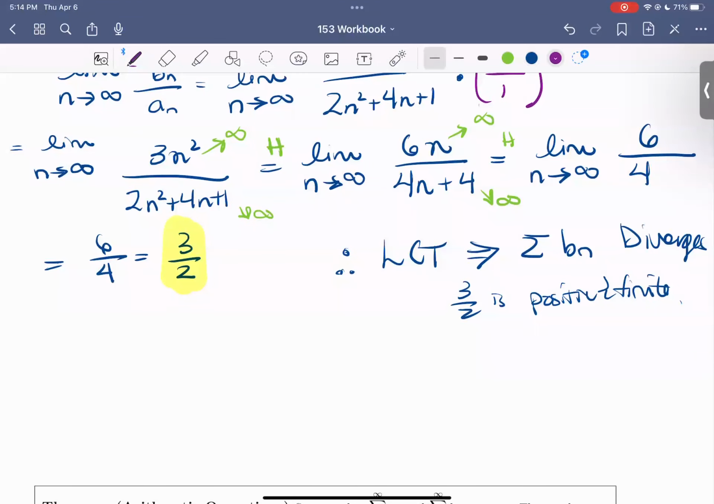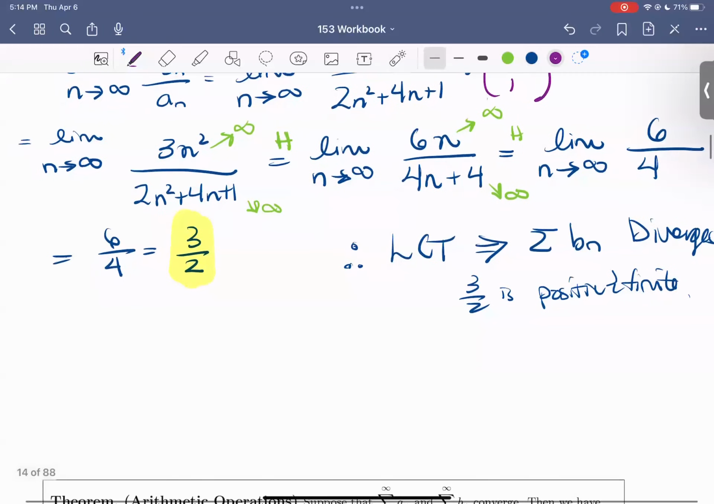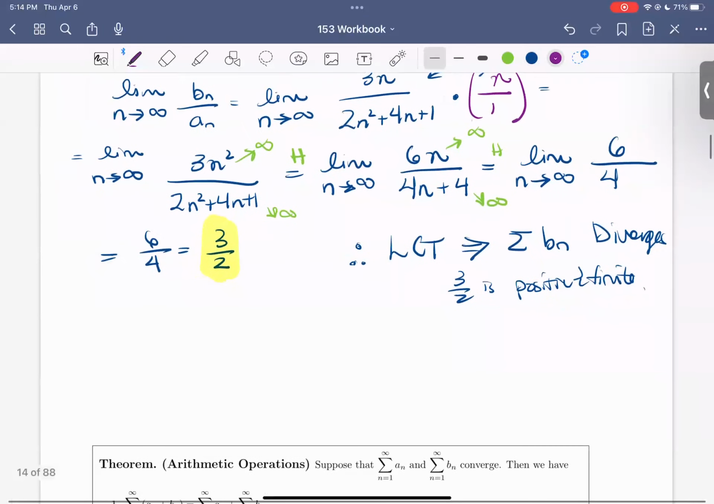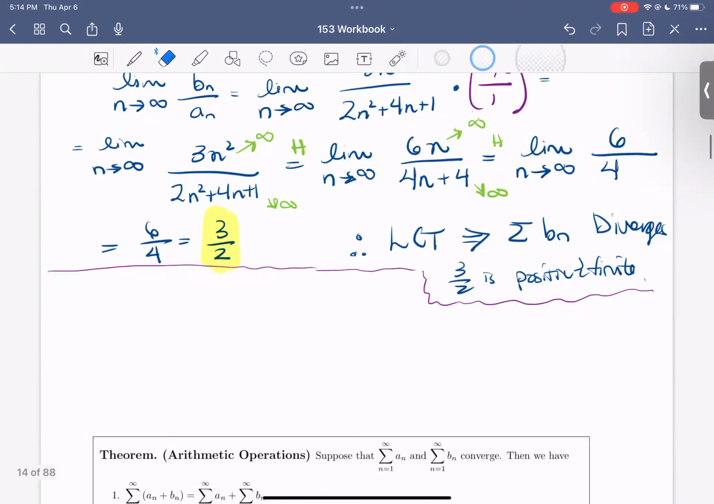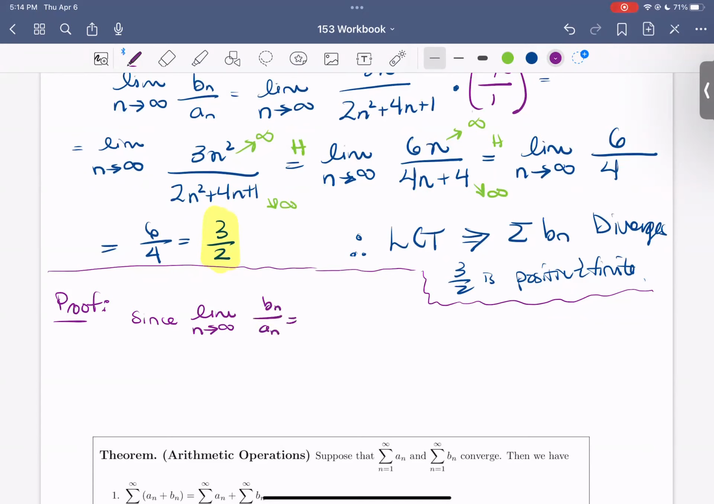All right, so let's go ahead and do that together. So proof. And it's okay if you need to give yourself more space, maybe introduce another piece of paper. You can always put more paper into your workbook. So we're going to write proof. So since the limit as n goes to infinity of our b_n over a_n is equal to 3 over 2, which is positive and finite.